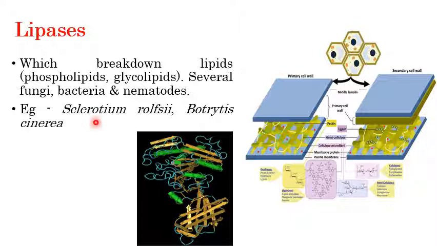Here we will see examples: Sclerotium rolfsii and Botrytis cinerea produce lipase enzymes. So these are all the different types of enzymes in pathogenesis.